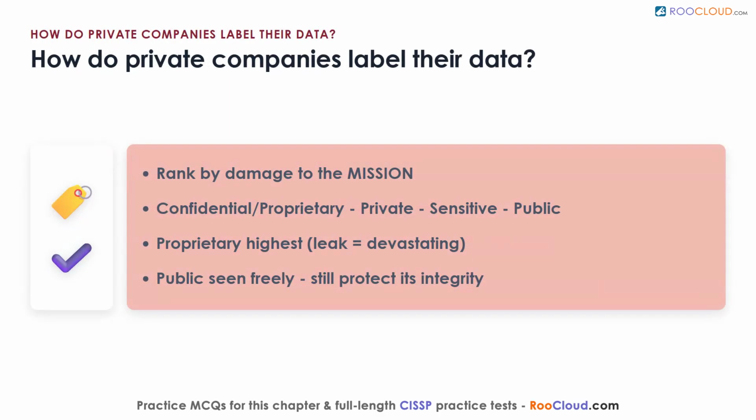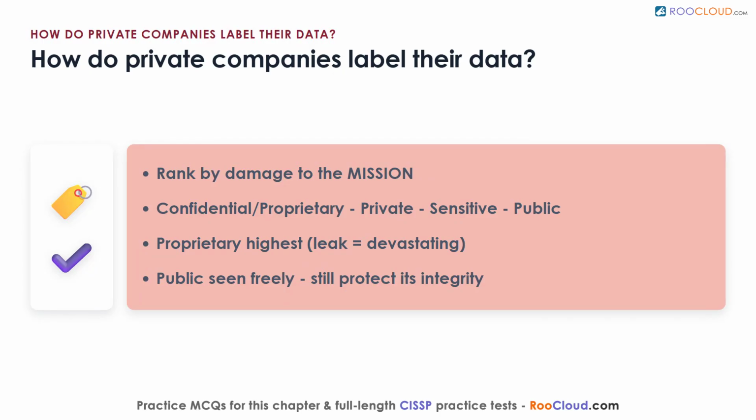So how do private companies label their data? They rarely think in terms of national security. Instead, they weigh the damage a breach would do to their own mission. A common ladder runs from confidential or proprietary at the top, down through private and sensitive, to public at the bottom. Proprietary sits highest, where a leak would be devastating, like unreleased films escaping before their launch. Public data, by contrast, is meant to be seen, but you still protect its integrity, so nobody can tamper with it.